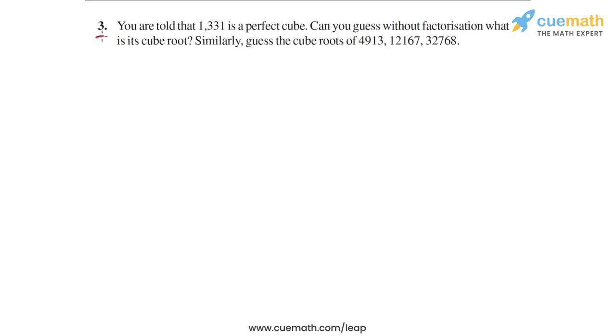In question 3, the problem statement says you are told that 1331 is a perfect cube. Can you guess without factorization what its cube root is? Similarly, guess the cube roots of 4913, 12167 and 32768. So without factorization, we have to calculate the cube roots of these four numbers, given that they are all perfect cubes.